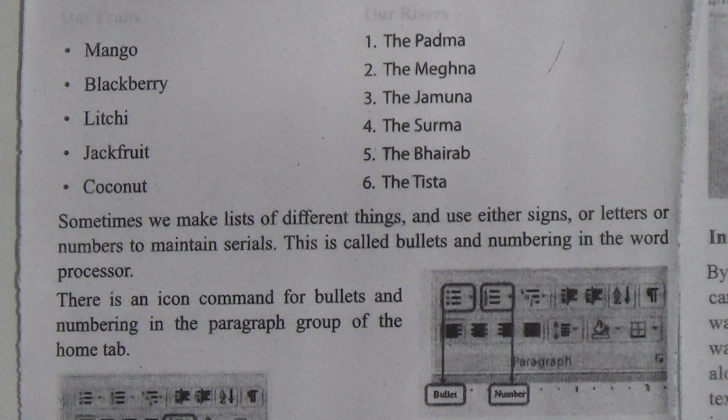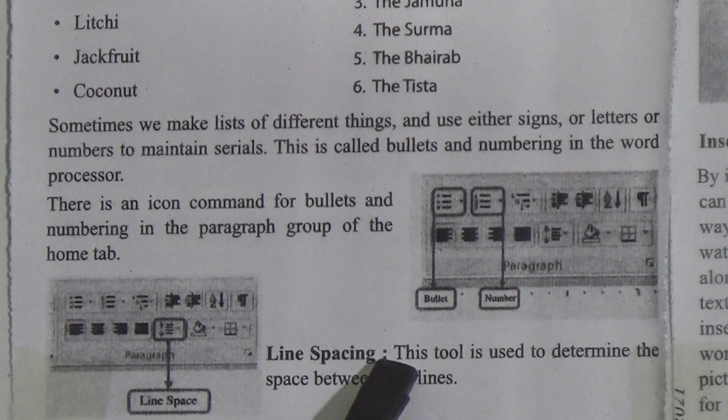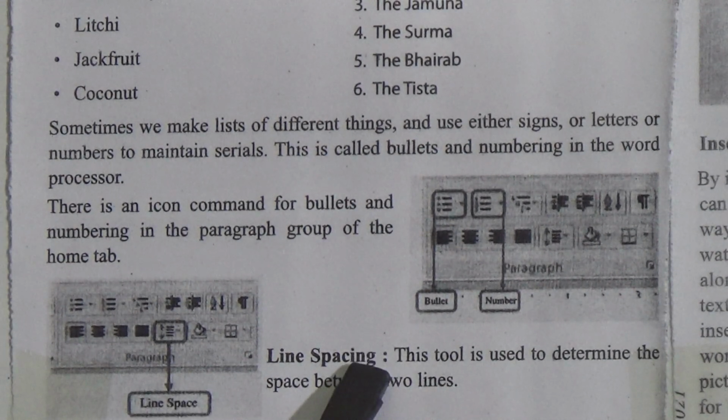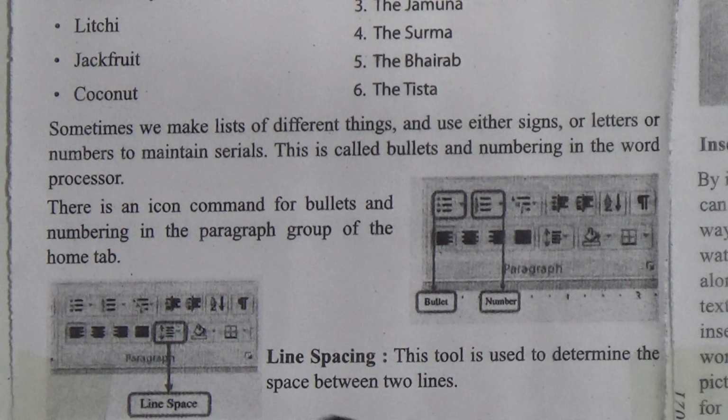The next one is line spacing. When we write in Microsoft Word or a word processor, we make sentences and lines. Using this option, we can fix up the spaces between two lines. This tool is used to determine the space between two lines.